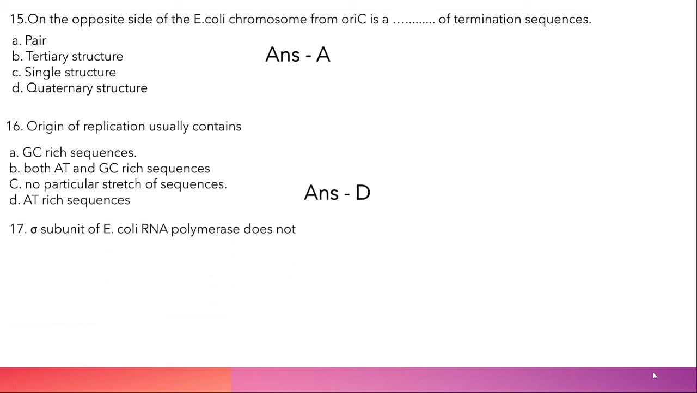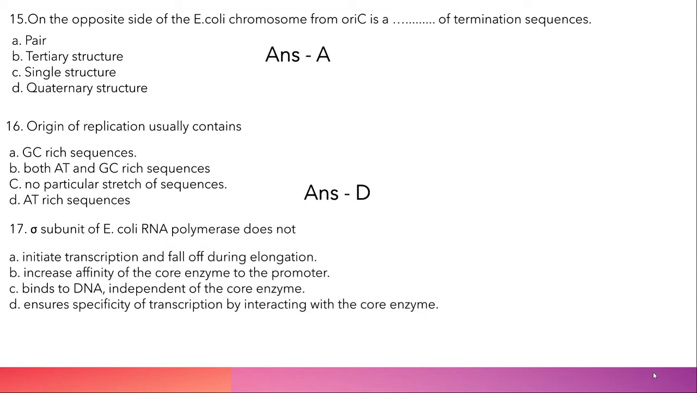The 17th question is, sigma subunit of E. coli RNA pol does not. The options are, the first one is initiate transcription and fall off during elongation. The second one, increase affinity of the core enzyme to the promoter. The option C is bind to DNA independent of the core enzyme, and the fourth option is ensure specificity of transcription by interacting with the core enzyme. The correct option is answer C, that is bind to DNA independent of the core enzyme.